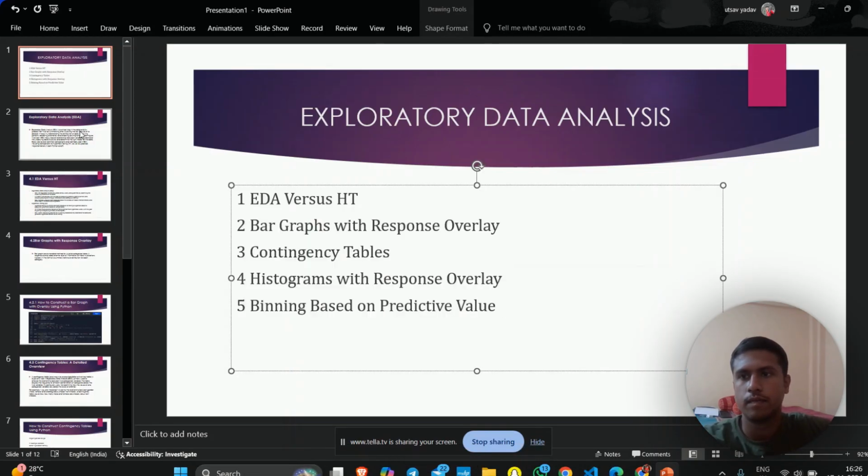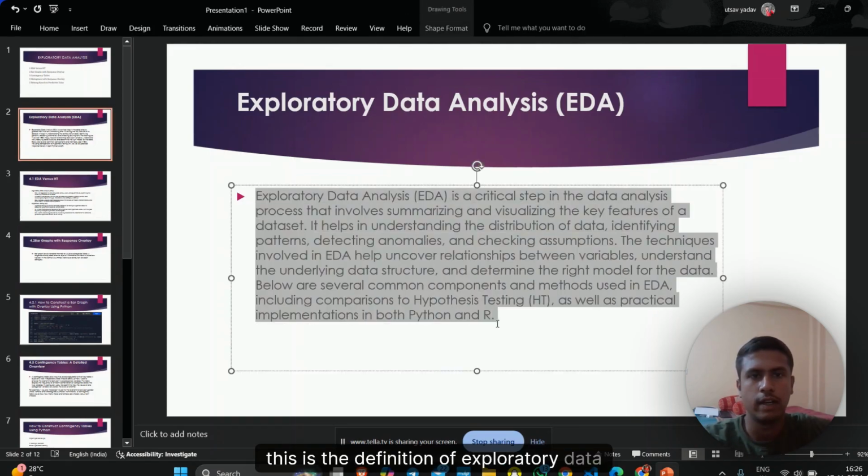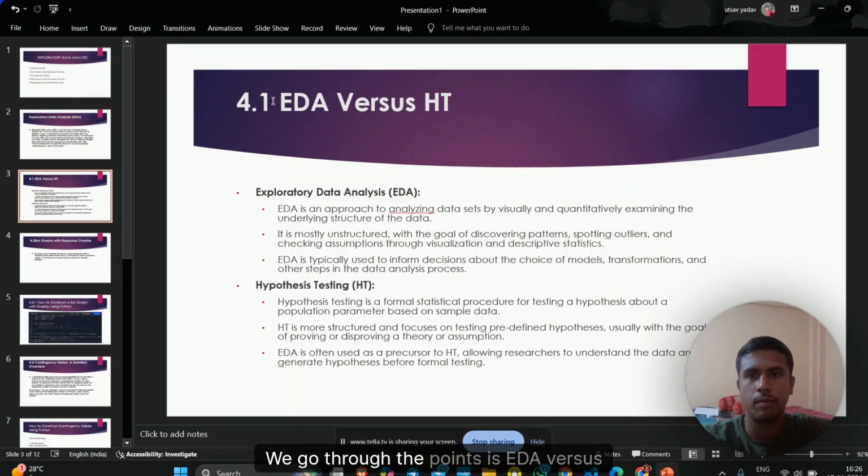So, first, exploratory data analysis. This is the definition of exploratory data analysis. We go through the points: EDA versus hypothesis testing. EDA is an approach to analyzing data sets by visually and quantitatively examining the underlying structure of the data. It is mostly unstructured, with the goal of discovering patterns, spotting outliers, and checking assumptions through visualization and descriptive statistics. EDA is typically used to inform decisions about the choice of models, transformations, and other steps in the data analysis process.